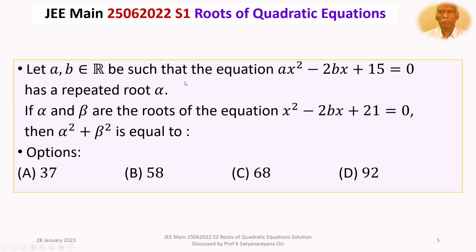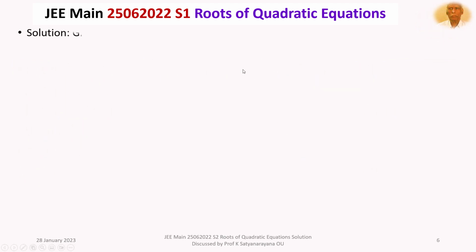So we have a quadratic equation ax square minus 2bx plus 15 is equal to 0, and it is given alpha is a repeated root of this equation. Further, it is given alpha and beta are the roots of this second quadratic equation x square minus 2bx plus 21. Then we are required to find the value of alpha square plus beta square from the given four options. We now discuss the solution of the problem in detail.